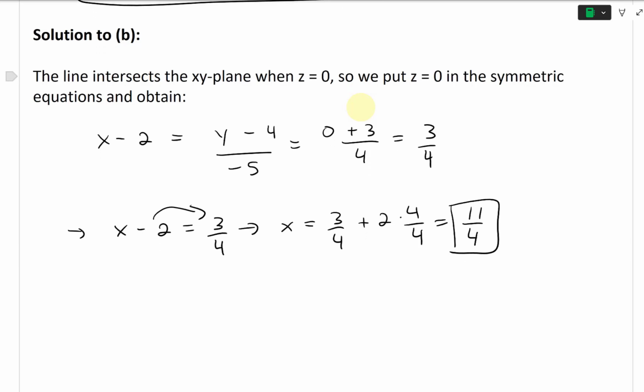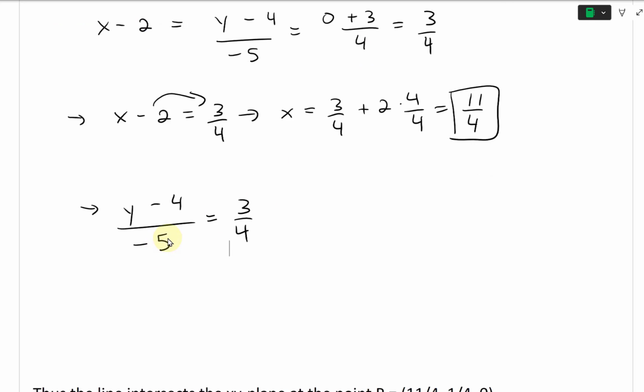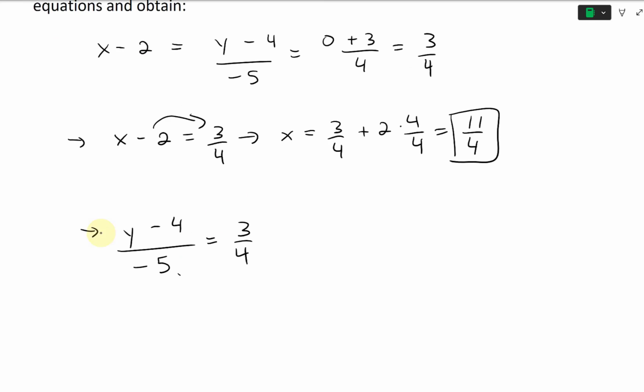And then the y value is, well, we equate the other side. y minus 4 over negative 5 is equal to 3 over 4. Let's fix that up. And move this around. So then multiply this by negative 5. We move over this negative 5, multiply it out, and then move the 4 in. We'll get an equation for y.